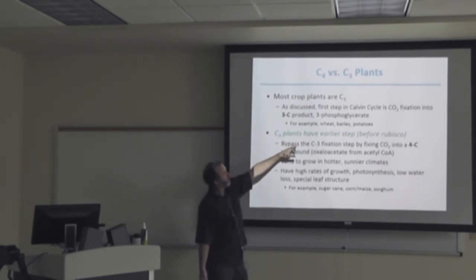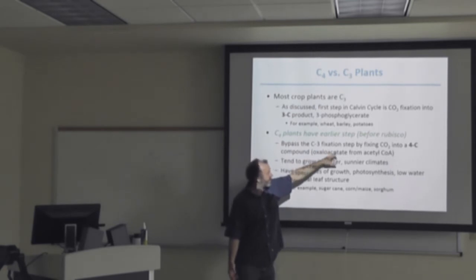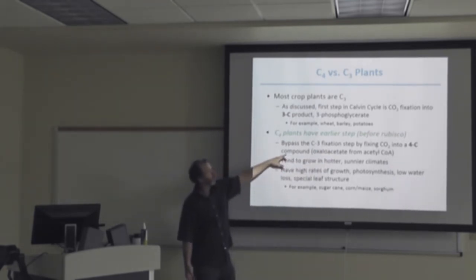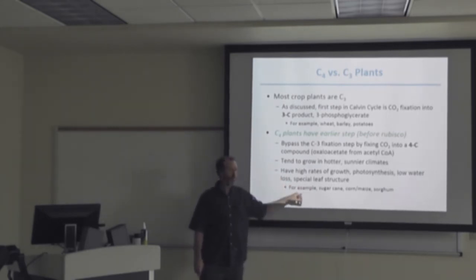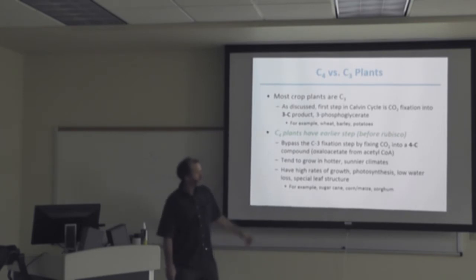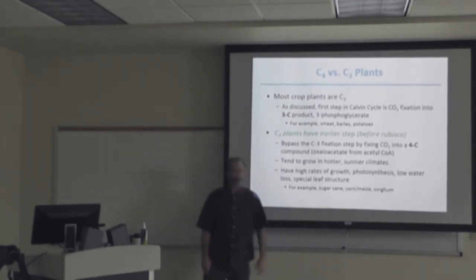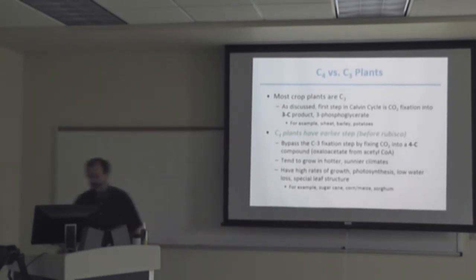The C4 plants have an earlier step before Rubisco, and it bypasses the C3 fixation by fixing carbon dioxide into a 4-carbon compound, oxaloacetate. They tend to grow in hotter, sunnier climates and have high rates of growth and photosynthesis, low water loss, and a special leaf structure. Sugarcane, corn, maize, and sorghum are all C4 plants.